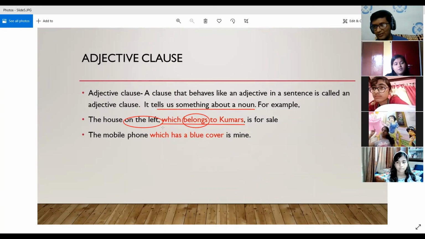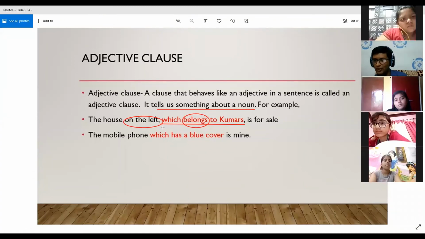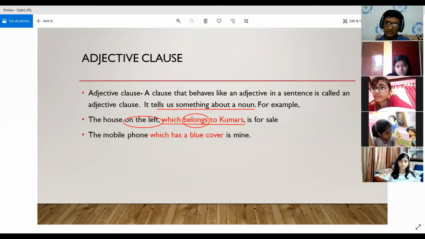Yes, because it is telling us which house. The house on the left, just like I gave you examples yesterday, the lamp over the table, the puppy on the bed. They were all giving extra information. In the same way, we are getting extra information about the house by this phrase, on the left.